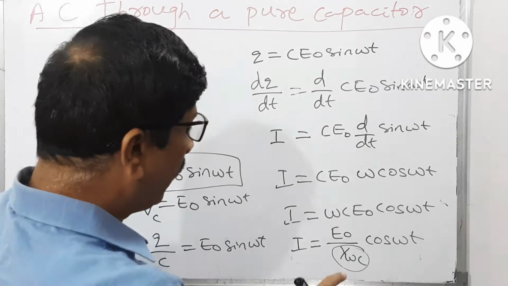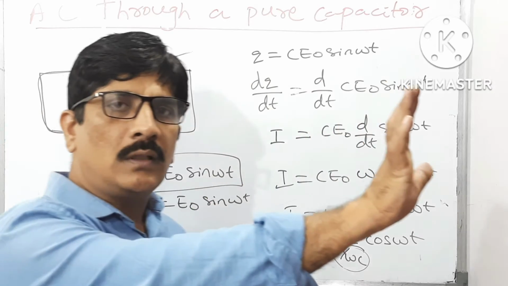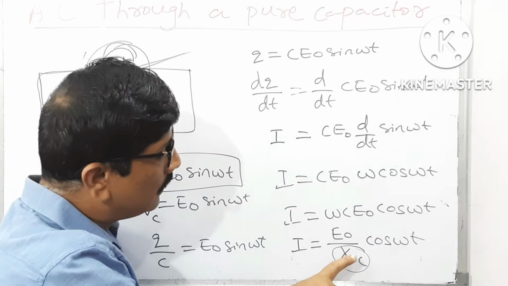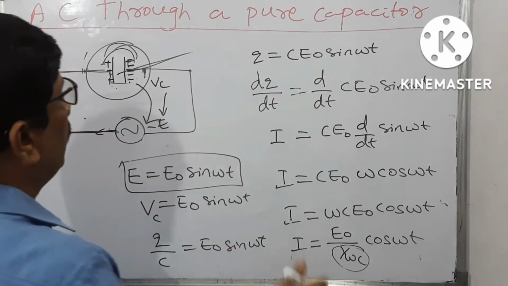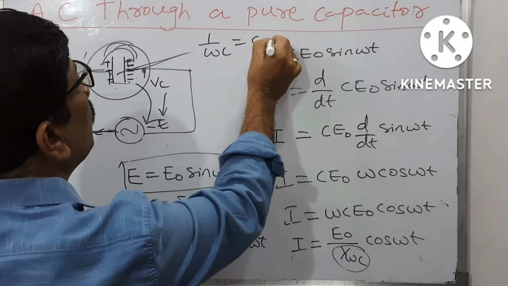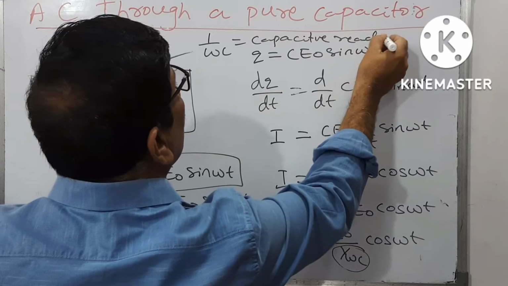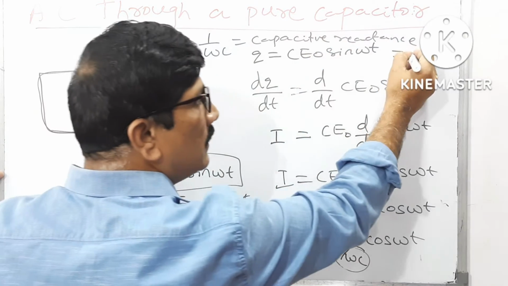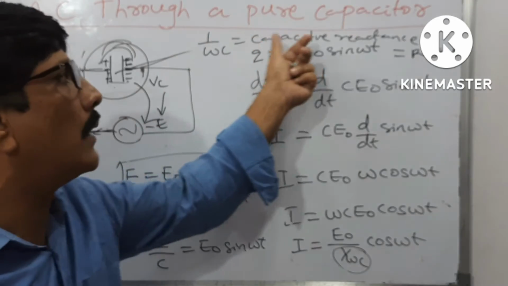So 1 by omega C is acting as, every resistor is having its own opposition to the current, but the capacitor is also having opposition to the current. This opposition offered by the capacitor is called capacitive reactance. This 1 by omega C is called what? 1 by omega C is nothing but capacitive reactance. Capacitive reactance is nothing but resistance only, there is no doubt. But in case of capacitor it is called capacitive reactance.